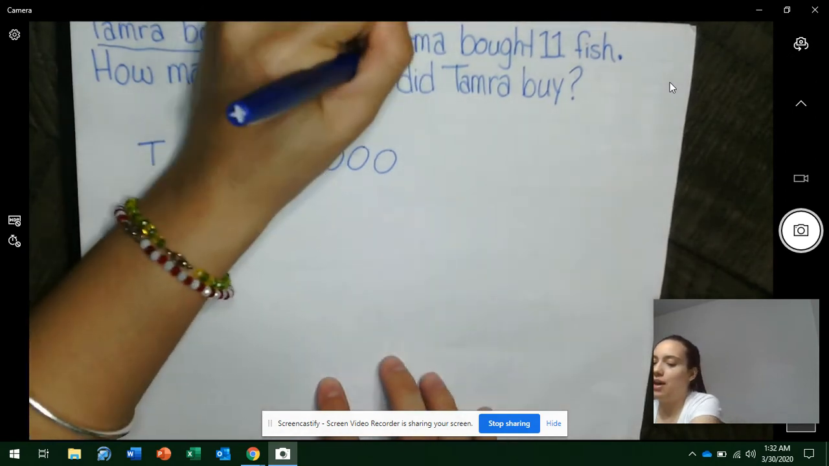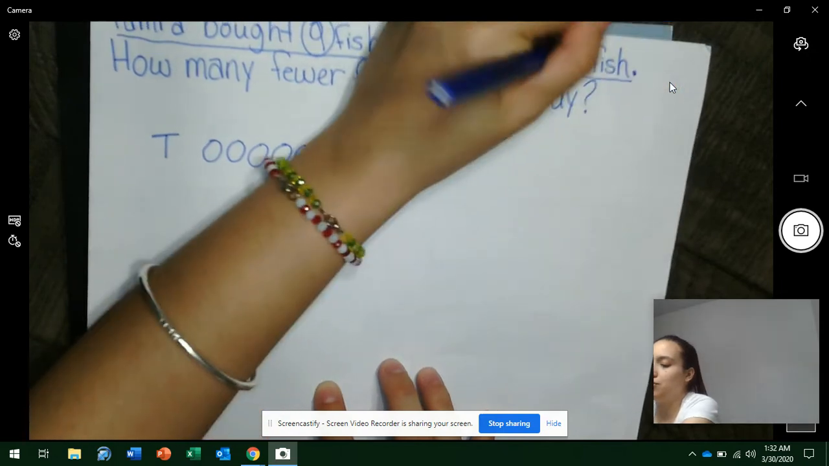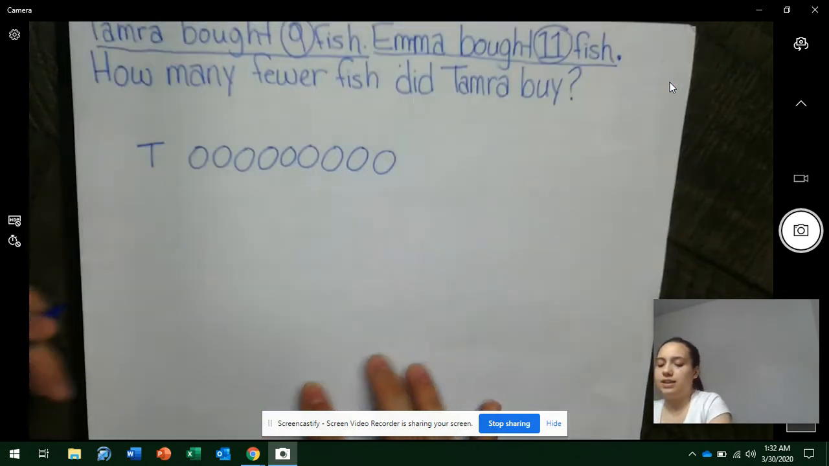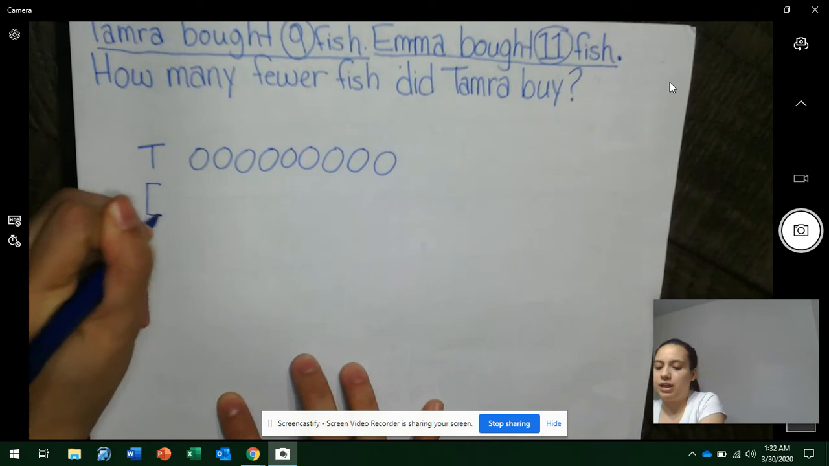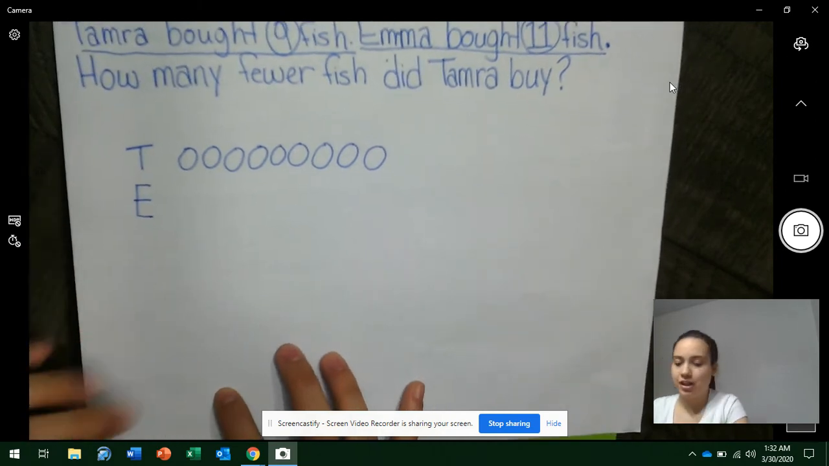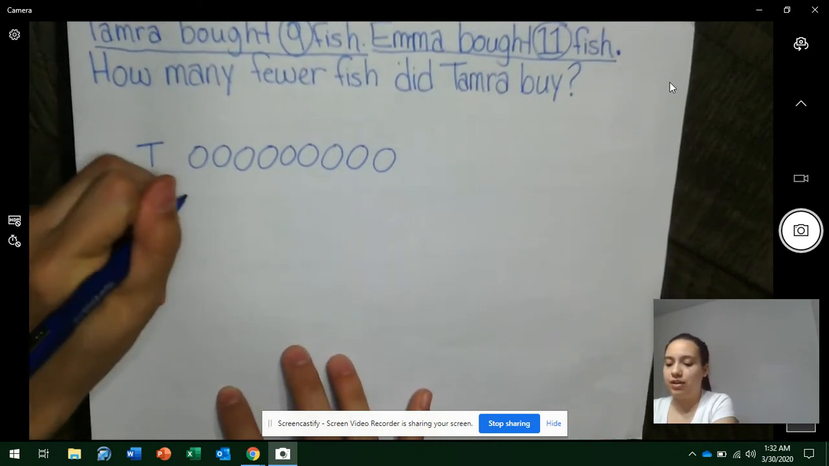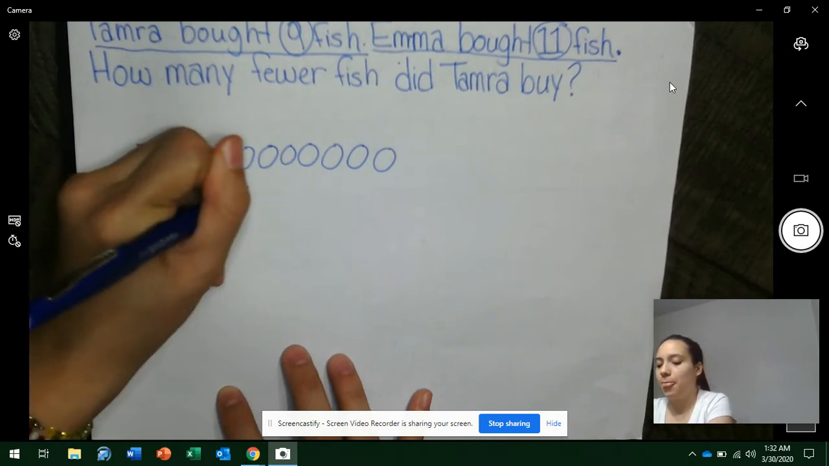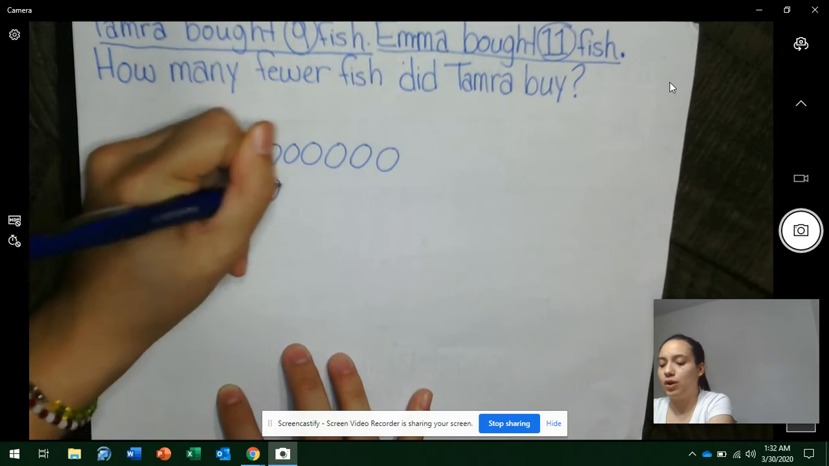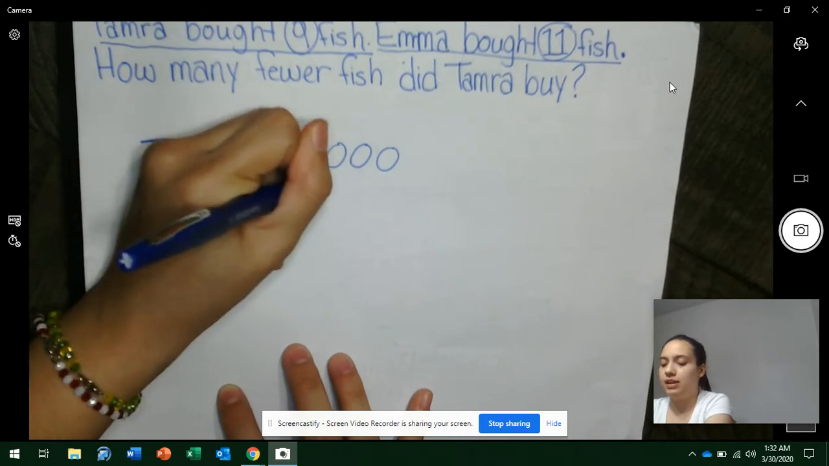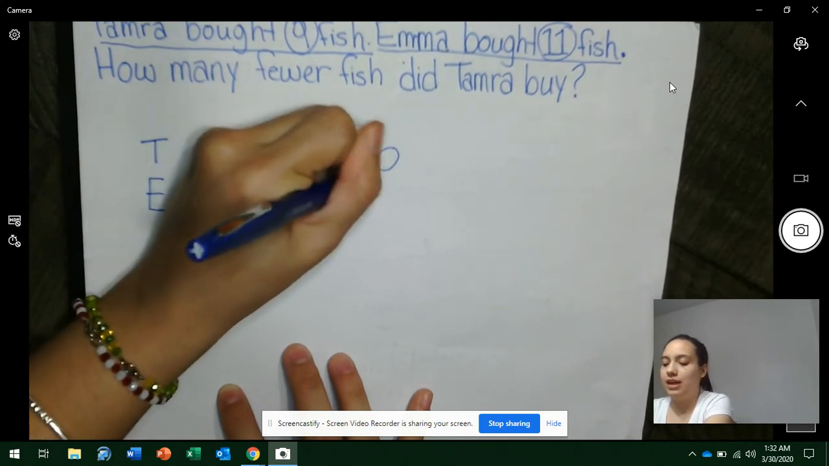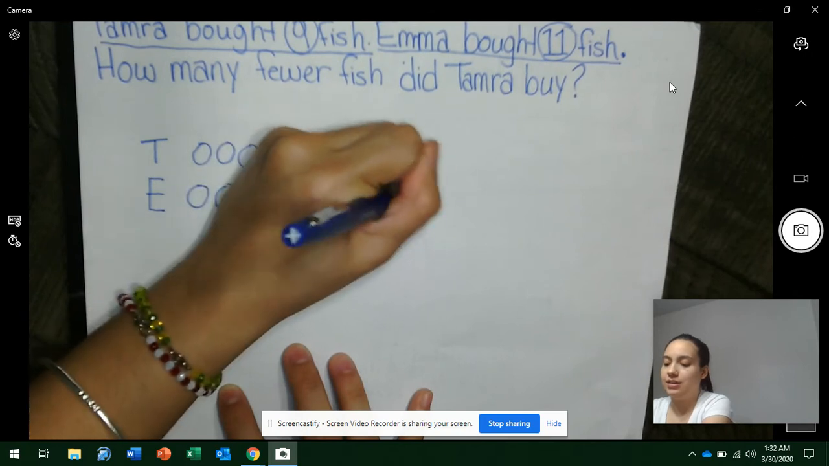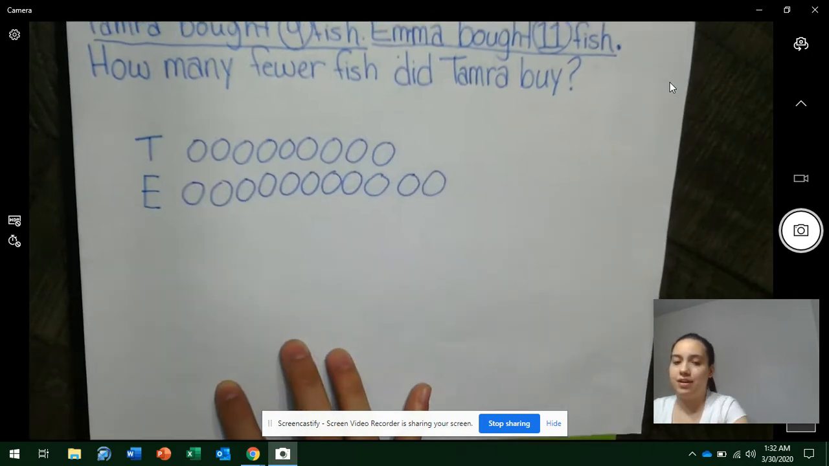Yes, so Emma bought 11 fish. So let's draw the second sentence. We're going to put an E because these are going to be Emma's fish. And we're going to draw 11. Let's count out loud. Get ready. 1, 2, 3, 4, 5, 6, 7, 8, 9, 10, 11.